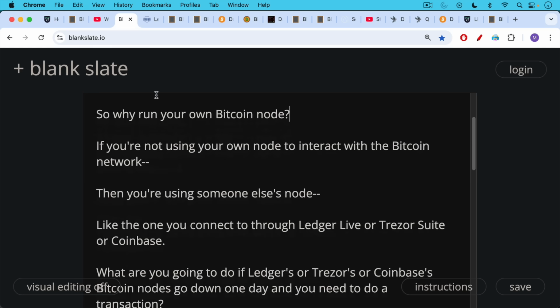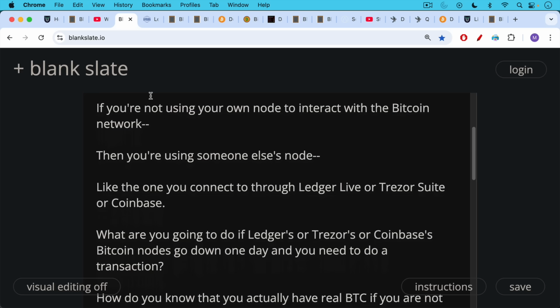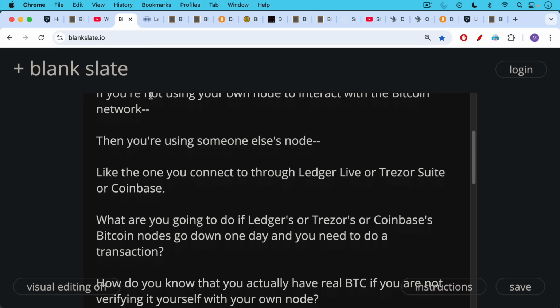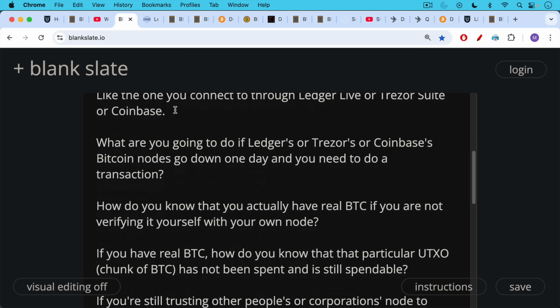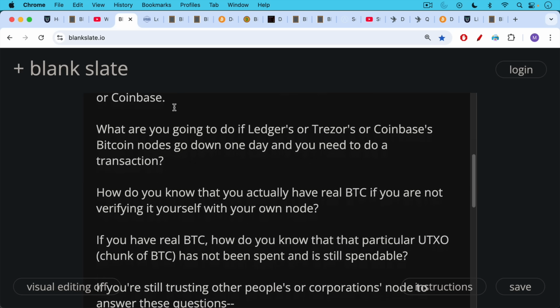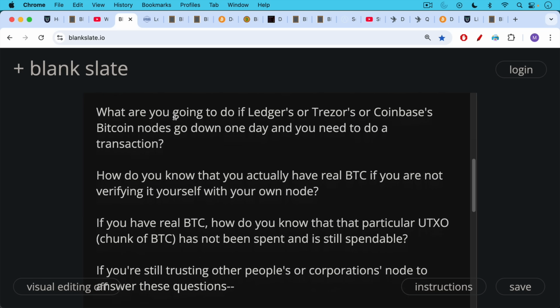If you're not using your own node to interact with the Bitcoin network, then you're using someone else's node, like the one you connect to through Ledger Live or Trezor Suite or Coinbase or wherever you check on your Bitcoin. What are you going to do if Ledger's or Trezor's or Coinbase's Bitcoin nodes go down one day and you need to do a transaction? Or what if those nodes start feeding you fake data? How do you know that you actually have real Bitcoin if you're not verifying it yourself with your own node? If you have real Bitcoin, how do you know that that particular UTXO, that particular chunk of Bitcoin, hasn't been spent and is in fact still spendable?